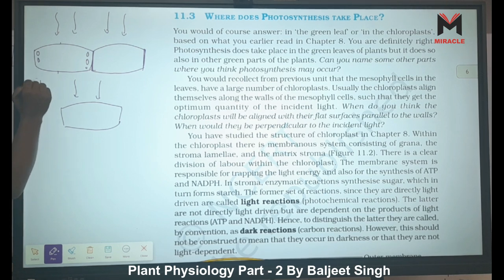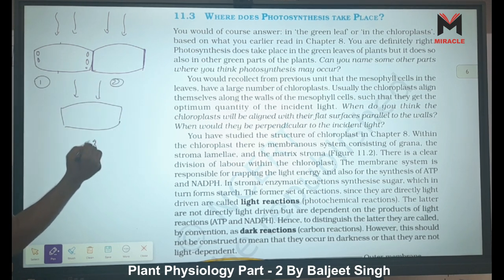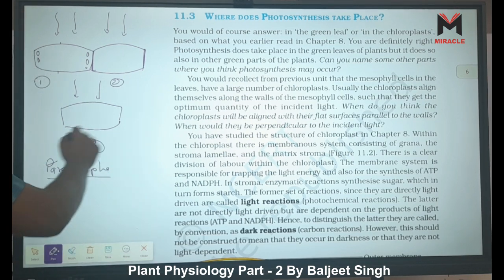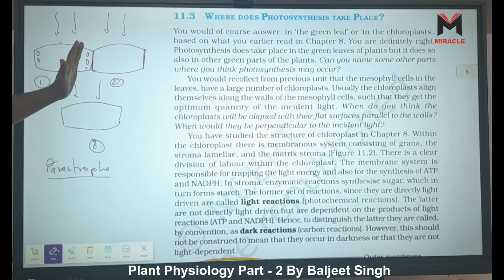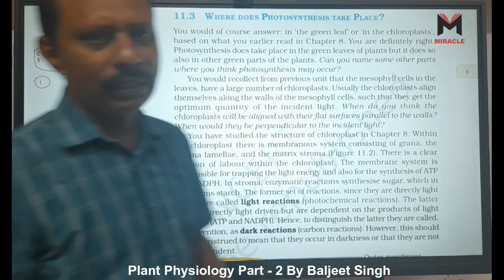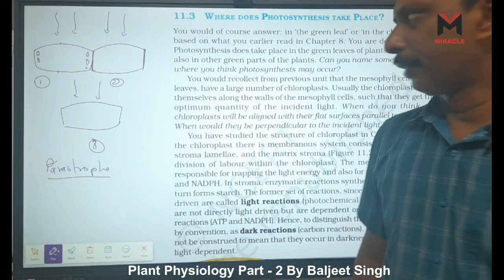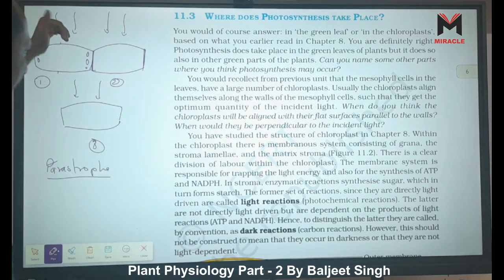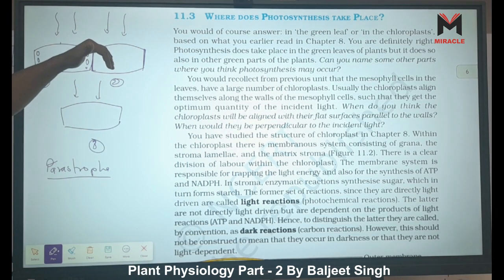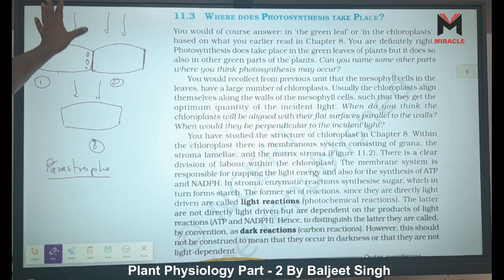This is our first, this is our second, and this one is our third, right? So first, this is called parastrophy, P-A-R-A. Parastrophy is the condition when chloroplasts are aligned toward the radial walls, or we can say they are aligned parallel to the sun, so that the least amount of light, or the optimum amount of light, reaches the chloroplast. Because light intensity is high, they stay away from the light.